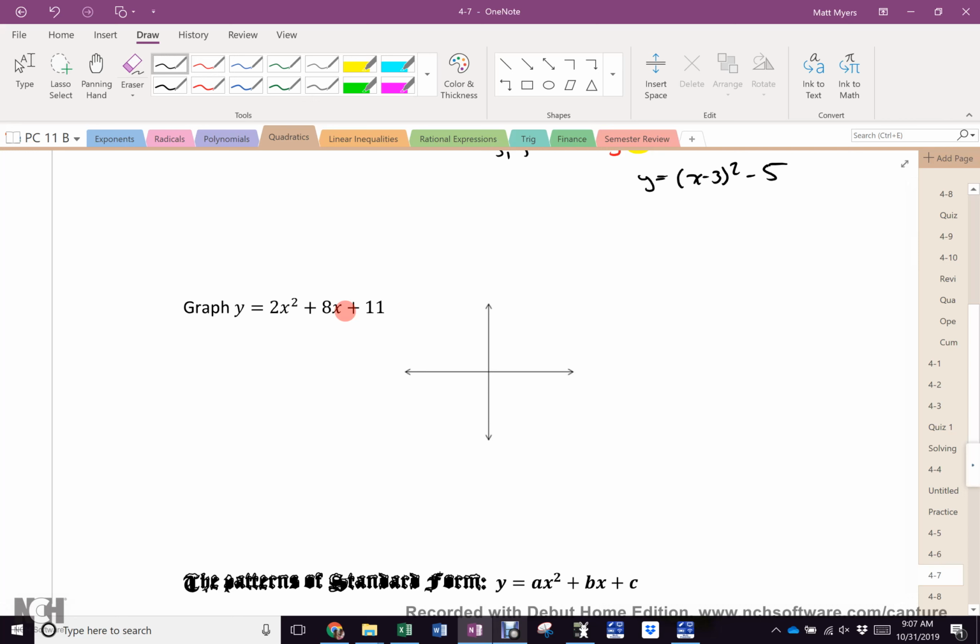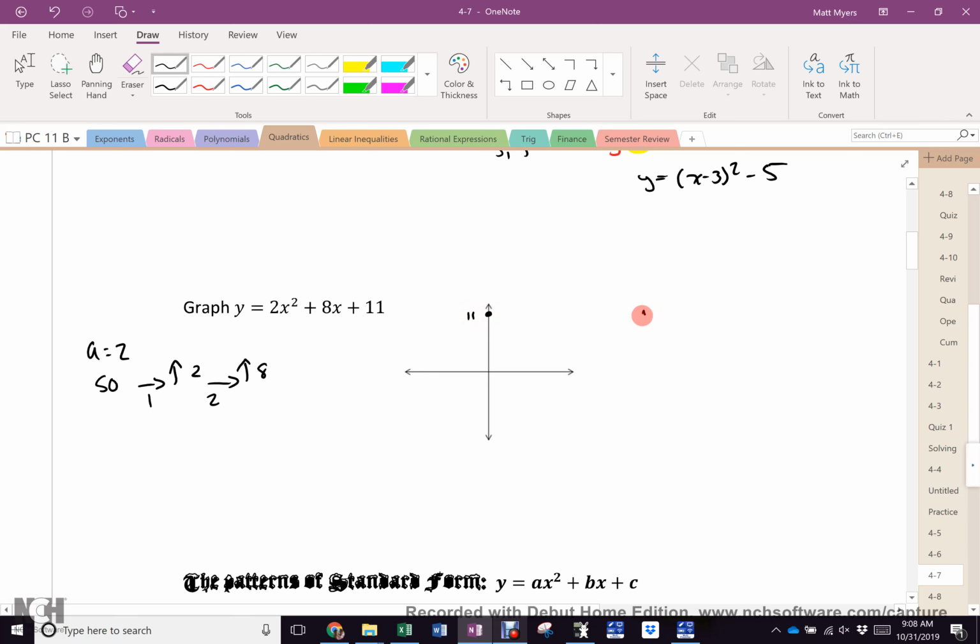The b value is even. Okay, but I know some stuff already, don't I? What do I know? I know a equals 2, so I move over 1, I move up 2. I move over 2, and I move up 8. So we know that. And what else do we know? The y-intercept is, so somewhere on here, I'm going to hit there, and that's got to be 11.